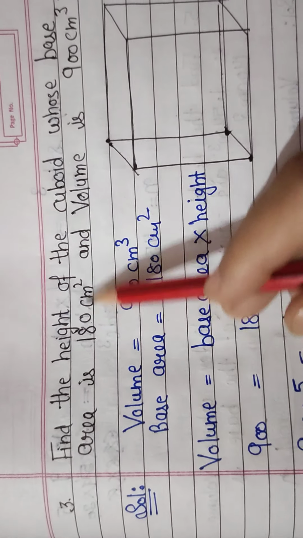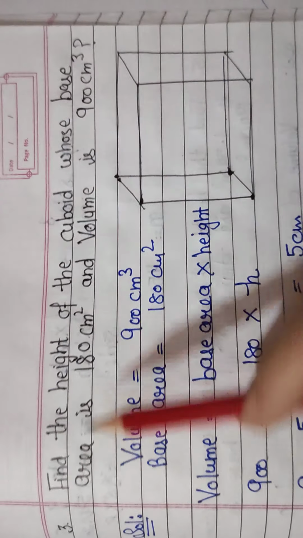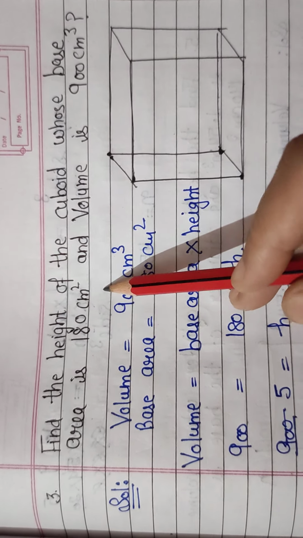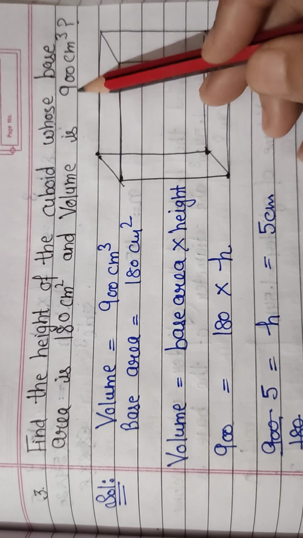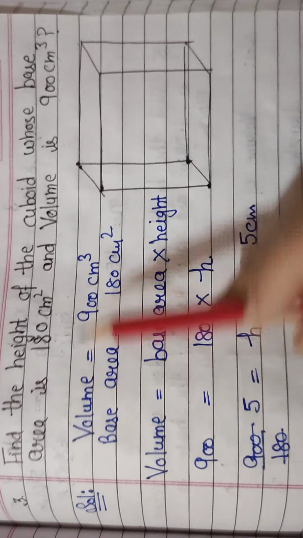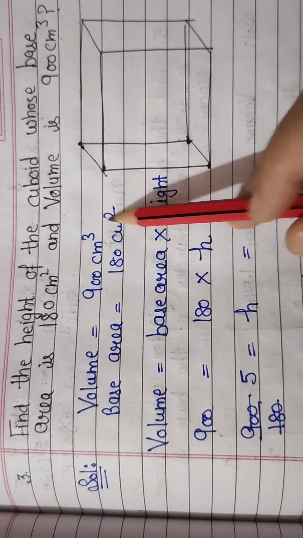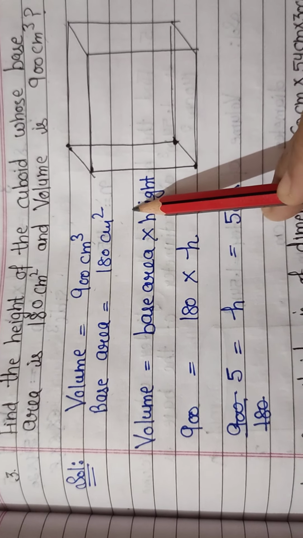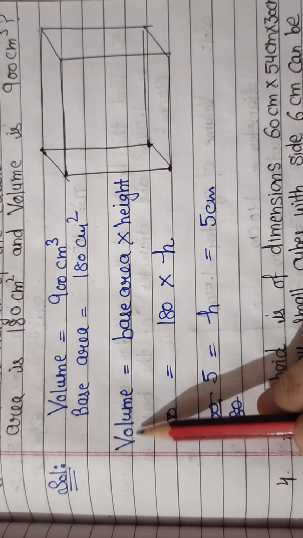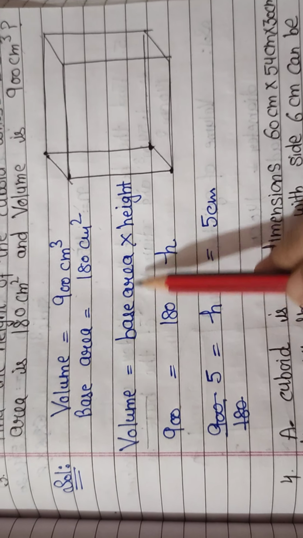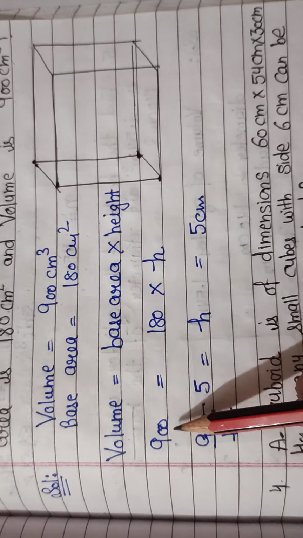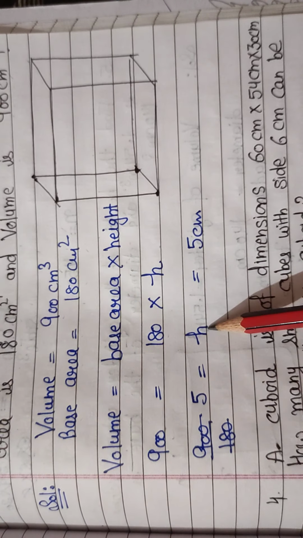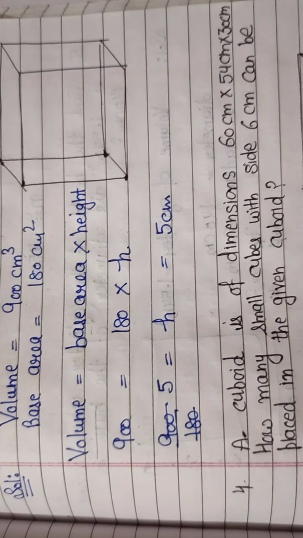Now question number 3. Find the height of the cuboid whose base area is 100 centimeter square and the volume is 900 centimeter cube. Volume is given 900 centimeter cube. Base area is 180 centimeter square. And we know that the basic formula for the volume is base area into height. Put the values and find the value of h. It is coming 5 centimeter.